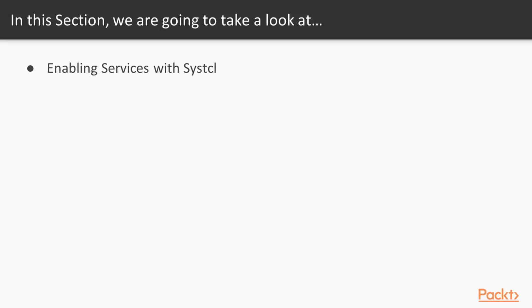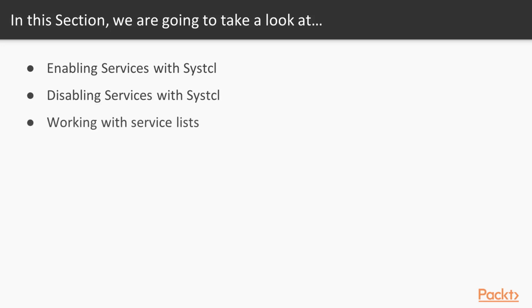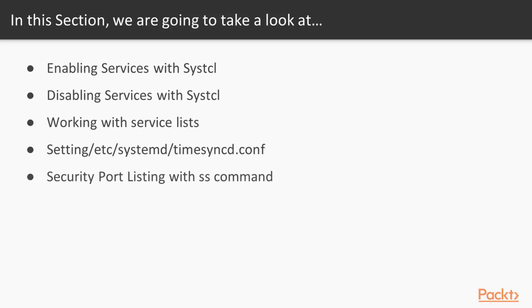Video 1. Enabling services with sysctl. Video 2. Disabling services with sysctl. Video 3. Working with service lists. Video 4. Setting /etc/systemd/timesyncd.conf. Video 5. Security port listing with ss command.